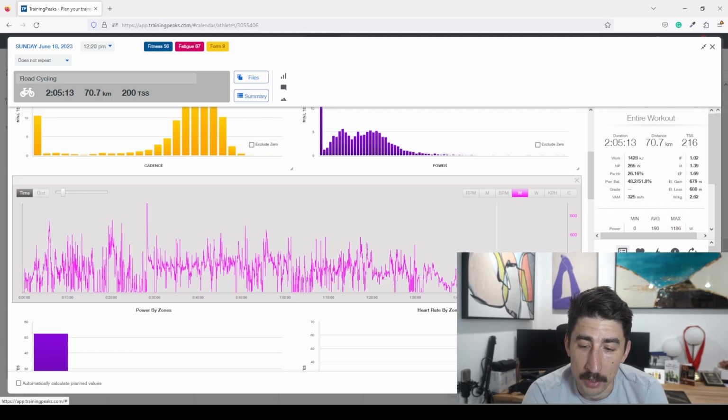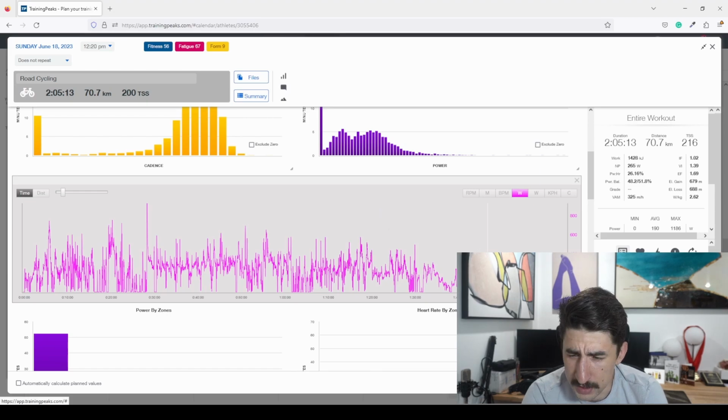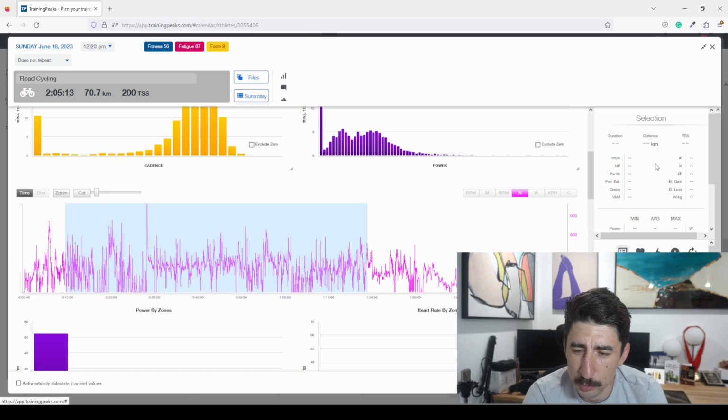There's a lot of high power efforts here. And again, we can already see the IF is basically 1.02 for the entire duration. If we highlight this segment here, maybe to here, where there's a lot going on, that should be maybe an hour. It's a little bit longer. My FTP was realistically 270 watts at the time. My normalized power is 290.